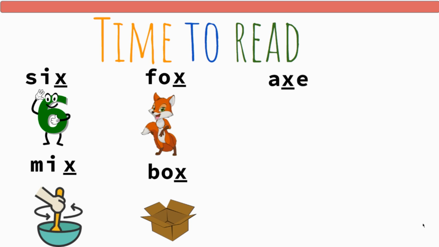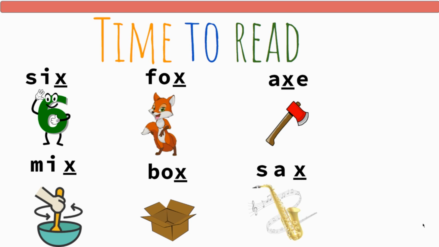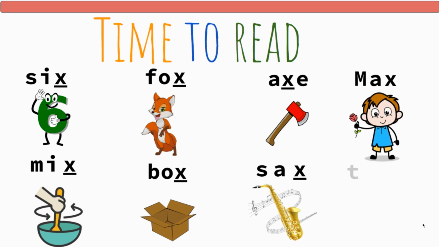X, X, S, X, sex. M, A, X, max. T, A, X, I, taxi. Let's read one more time. Six, mix, fox, box, X, sex, max, taxi.